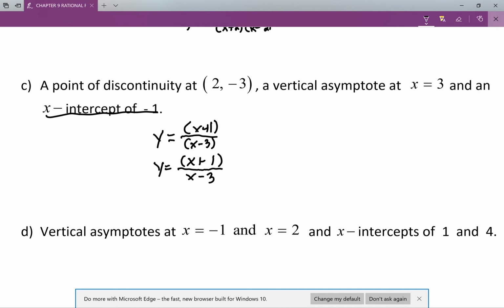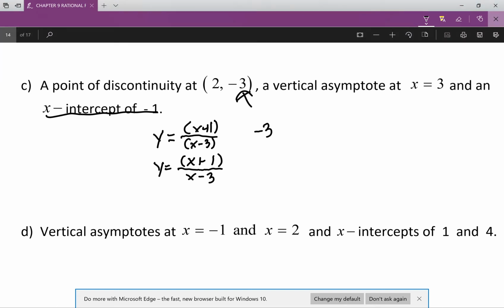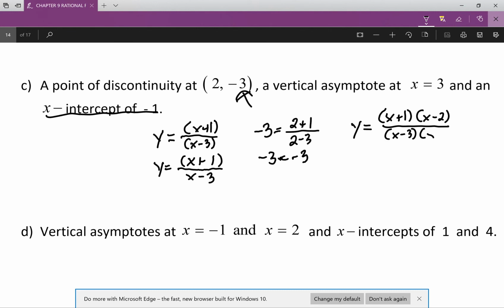At this point right here, we're just going to test to make sure that this point works before we insert the point of discontinuity. I go negative 3 equals 2 plus 1 all over 2 minus 3, and I get negative 3 equals negative 3. So that works out perfectly. As such, I am just going to include my point of discontinuity into this, so it'll be that x minus 2 factor, and what I'm doing to the top, I'm doing to the bottom because it has to cancel, and we get the x minus 2.